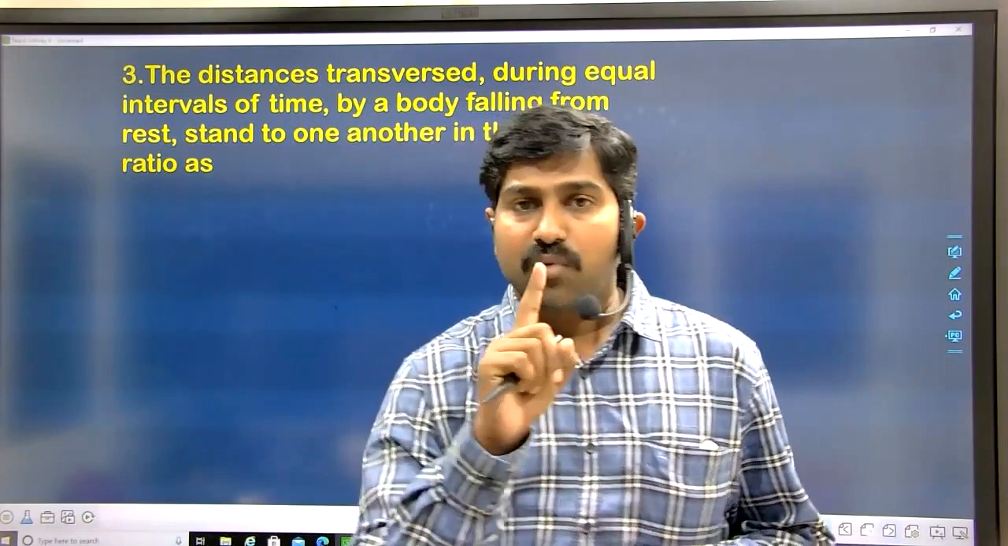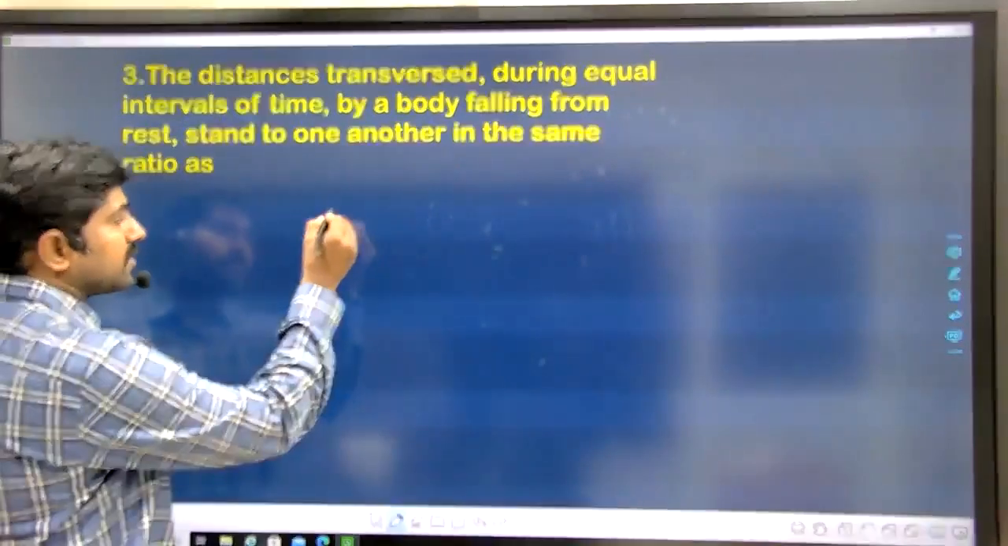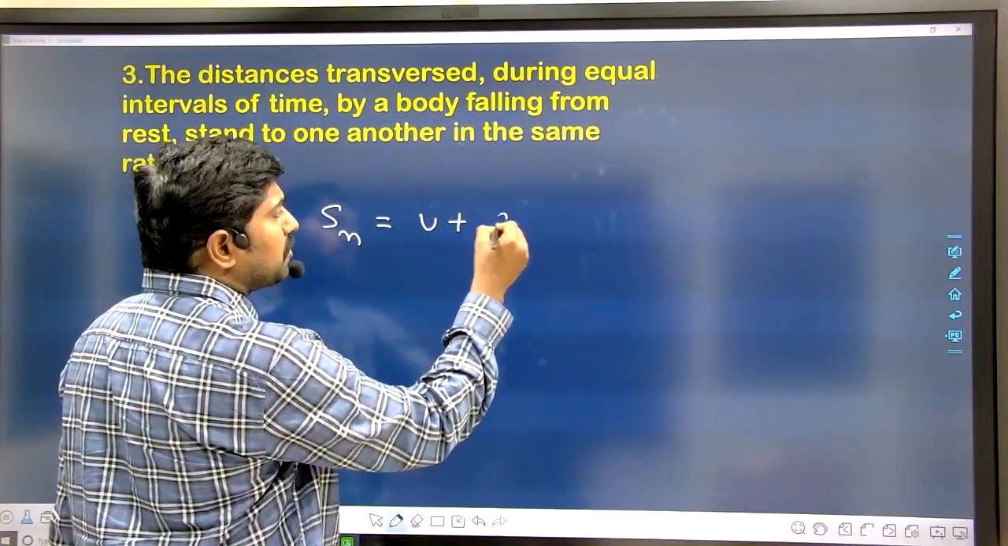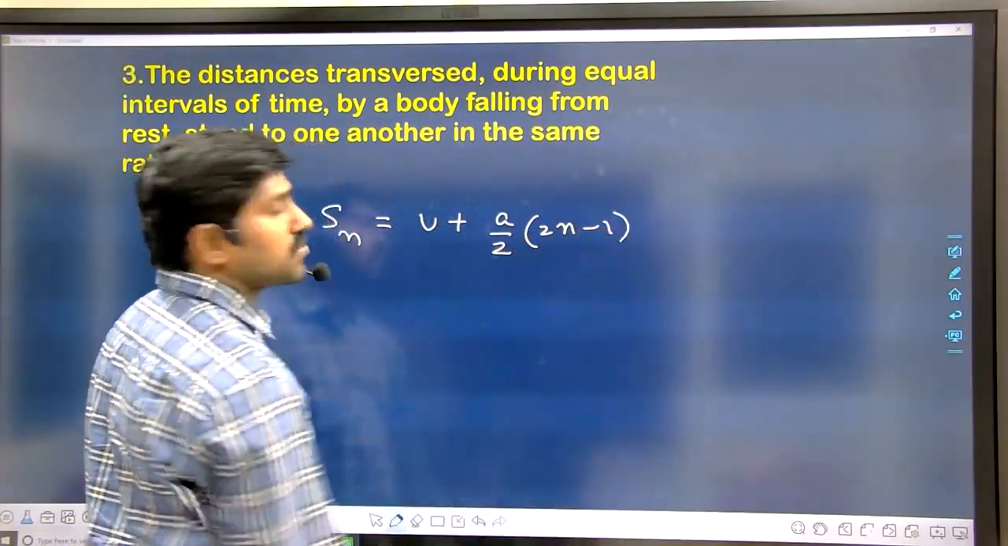If you want to calculate the distance traveled in one particular second, or in the nth second, there is a simple formula: S equals u plus a by 2 into 2n minus 1.